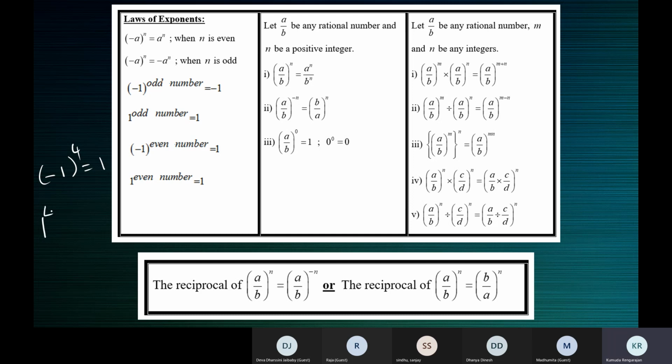1 raised to an even power. 1 to the power 4 is 1, 1 multiplied with itself 4 times is 1. So for all these laws, you can just take an example and understand the laws in the first column.